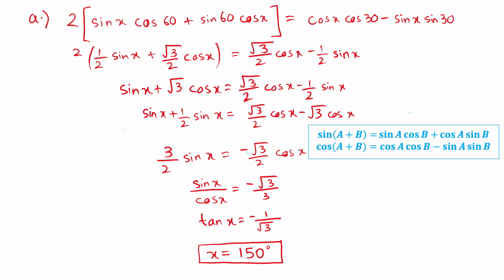So from here we can cancel these 2's and we can move cos x to the left hand side to get sin x upon cos x, and we can move 3 to the right hand side to get negative root 3 upon 3. From here sin x upon cos x is equal to tan x, and I can write this as negative 1 upon root 3. These two expressions are exactly the same, so we need to solve tan x is equal to negative 1 upon root 3 without a calculator.